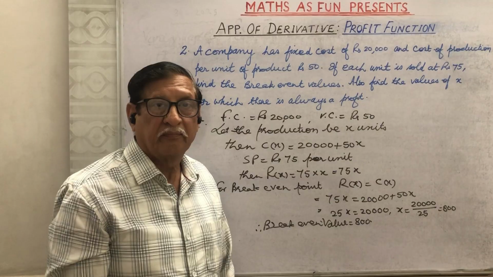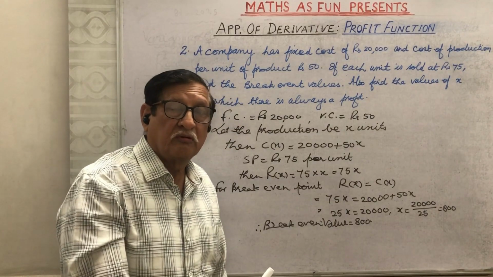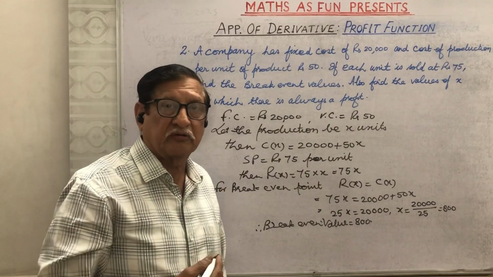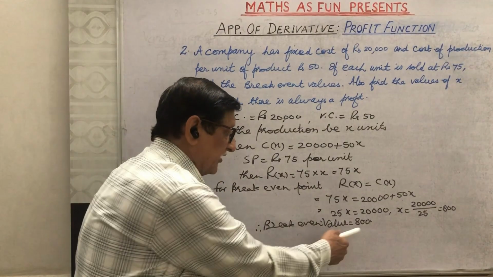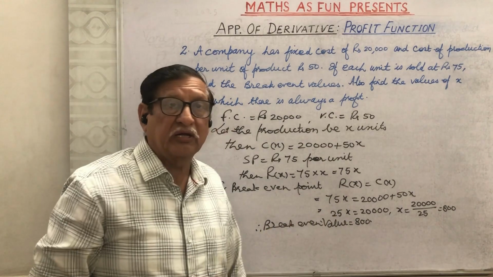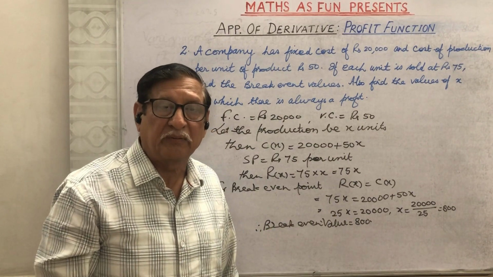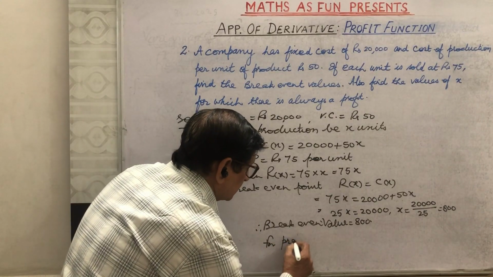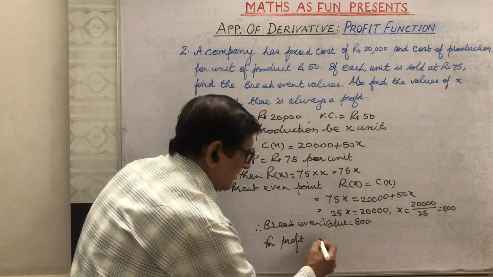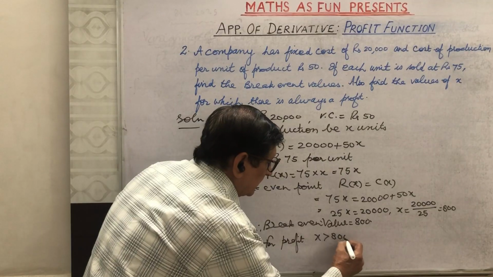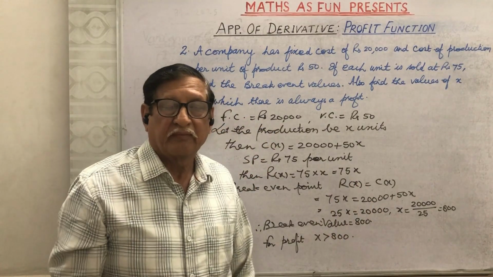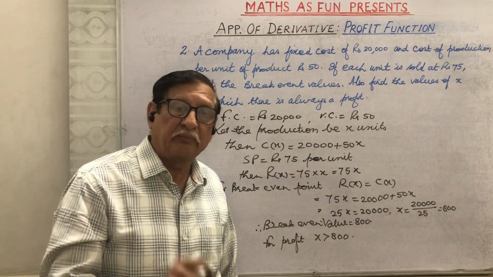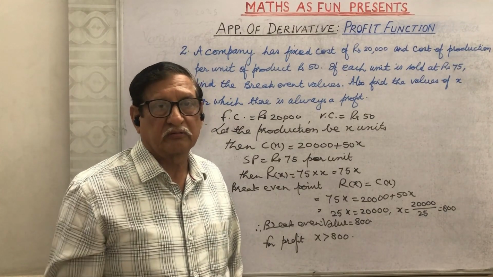Now we want to find out how many units should be produced to get always a profit. So for the profit, if we produce more than 800 units, certainly there will be a profit or not. So we can say for profit, x should be greater than 800. It means if we are producing more than 800 units, then there will always be a profit.